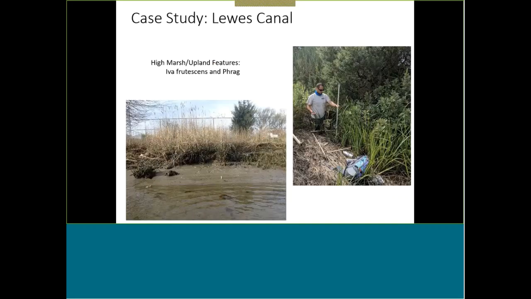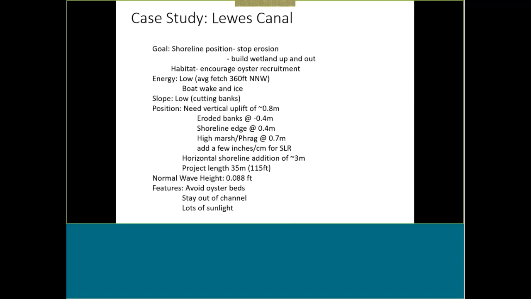Also looking at our upland features, we know that we have a little bit of low marsh left, but as we get to high marsh, it's dominated by Iva and Phragmites. So we don't want to create any kind of habitat where phrag can easily colonize. You can also see in the picture on the left that due to all of the erosion, there is a steep drop off, and there's a sharp edge there that we need to account for building up to, so we can reach our optimal height for Spartina to grow.